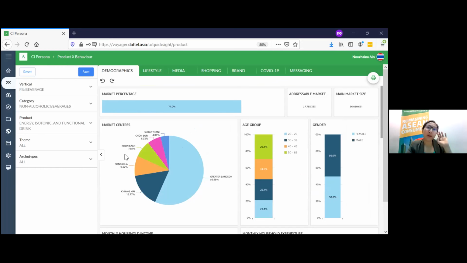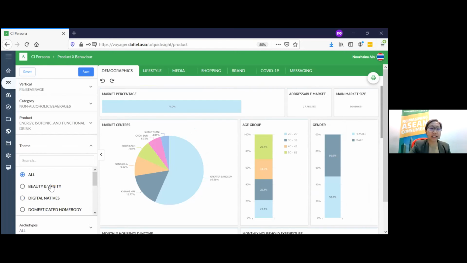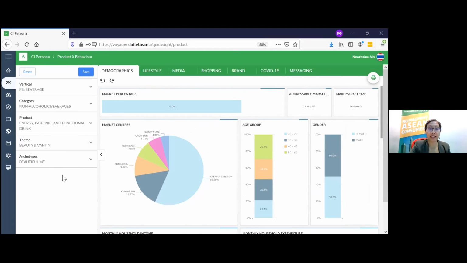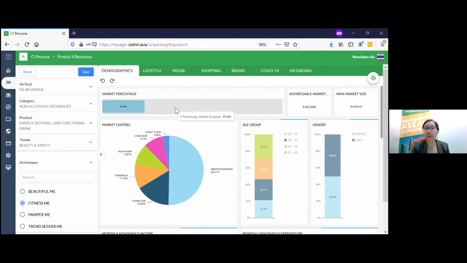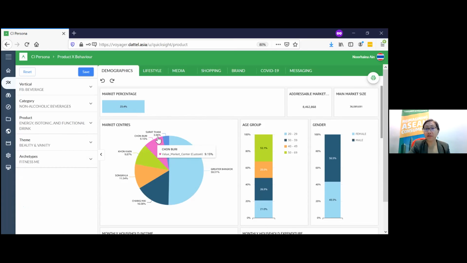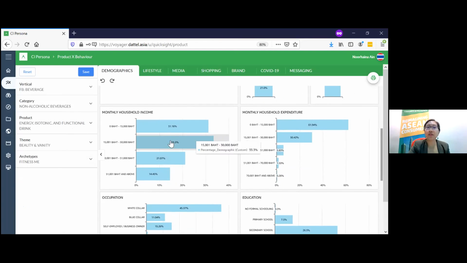Now, we're going to try a few behavior archetypes, and I'm going to select first Fitness Me, which falls under the beauty and vanity theme. If I go for Fitness Me, we're going to see the market percentage change. Out of that 77% earlier, it has fallen to about 40%, more or less, 23.4. That is the size of the market that consumes energy, isotonic, and functional drink but also happens to be very into fitness. As you can see, the distribution by age has changed, and the distribution by market center and gender has changed, even distribution by household income.